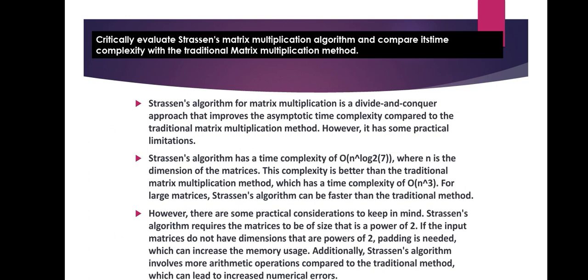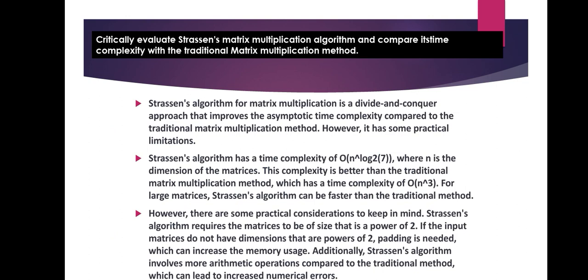Strassen's algorithm has a time complexity of O(n^2.81), where n is the dimension of the matrices. This complexity is better than the traditional matrix multiplication method, which has a time complexity of O(n^3). For large matrices, Strassen's algorithm can be faster than the traditional method. However, there are some practical considerations to be kept in mind.